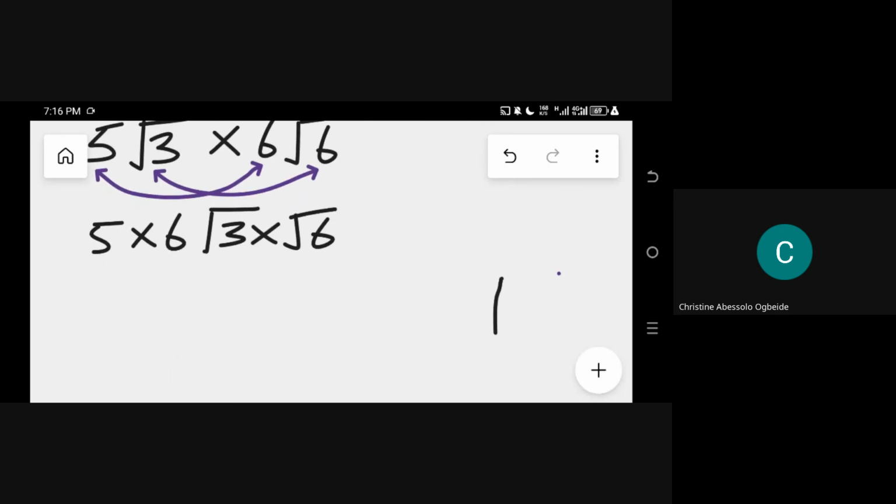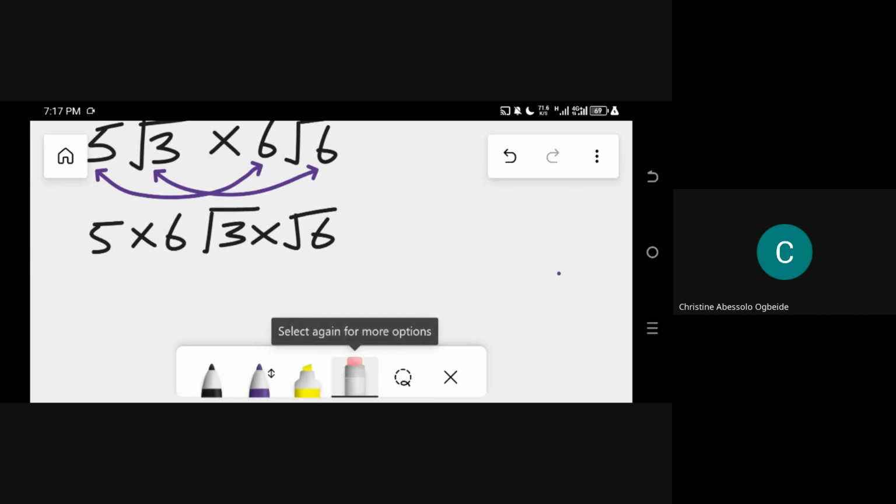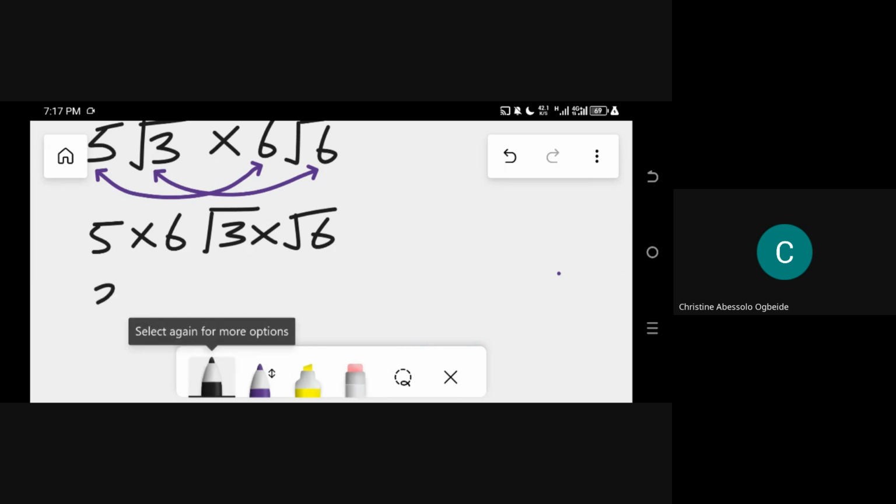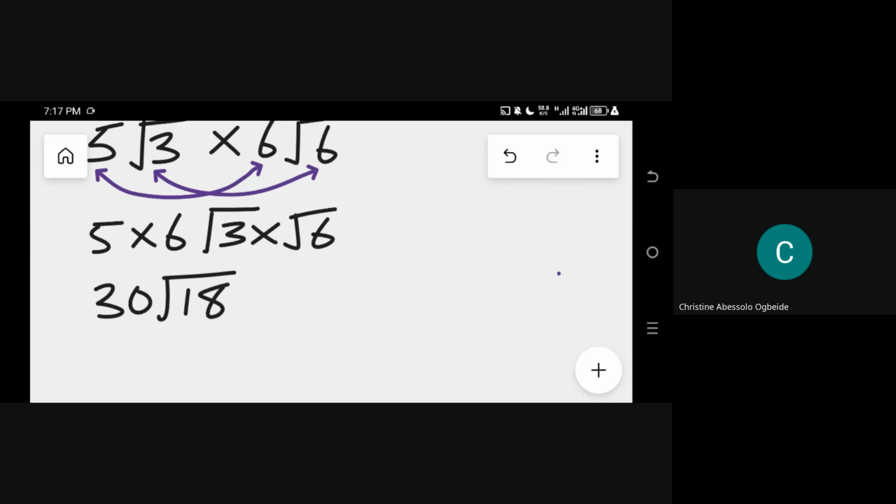Then 5 times 6 is 30. And then root 3 times root 6 is root 18. So 5 times 6 is 30, that is the multipliers multiplying themselves. Then the roots multiplying the other roots. So root 3 times root 6 gives root 18.